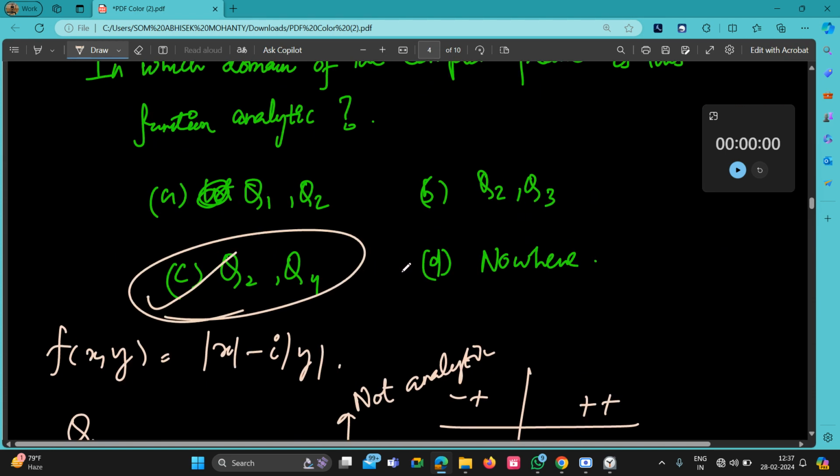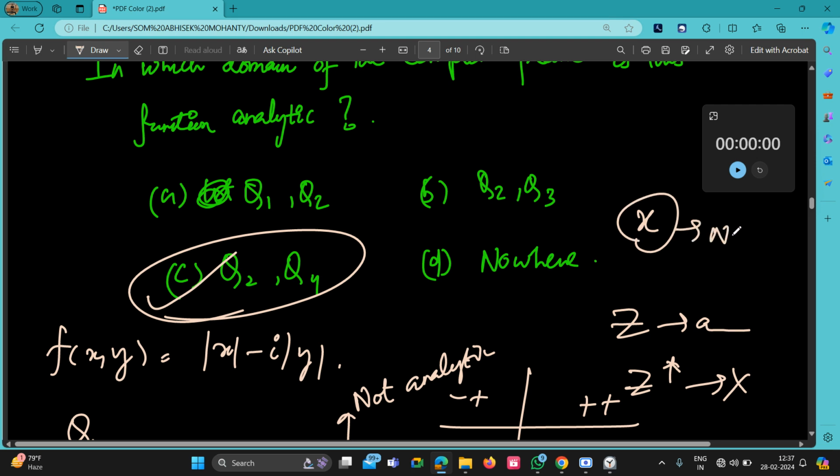Okay. Whenever there is z, it is analytic. z star is not analytic. Okay. If there is an x term, that is also not analytic. Okay. Remember that way.